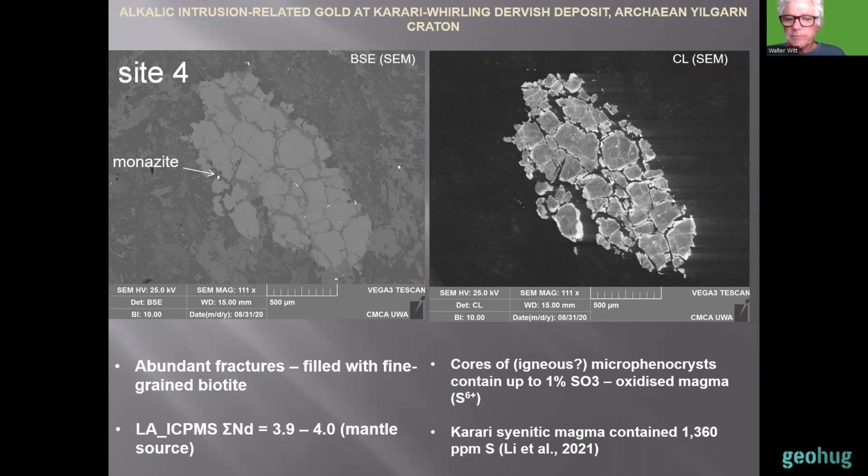And they also contain up to about 1% SO3. This is a significant measurement because sulfur substitutes for phosphorus in apatite and can only do so in the strongly oxidized state, S6+. So we're looking here at evidence for an oxidized magma derived from the mantle. We can calculate the sulfur content of the syenitic magma using the equations of Lee et al. at 1360 ppm.